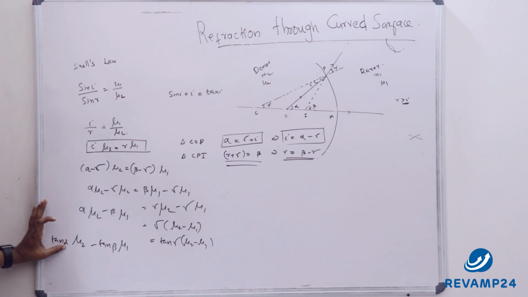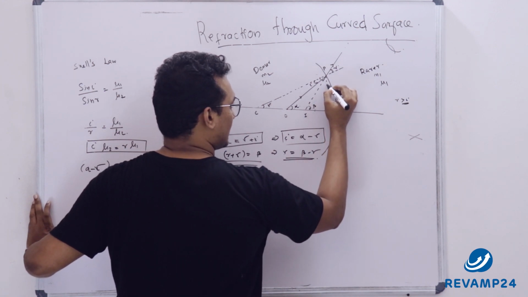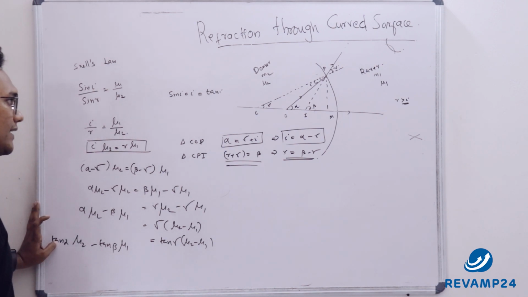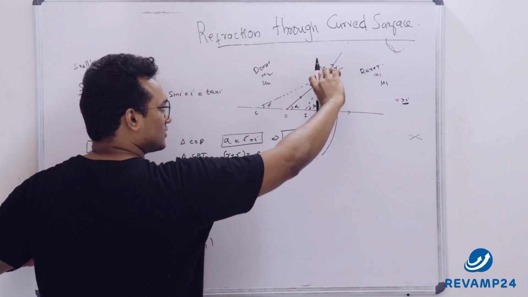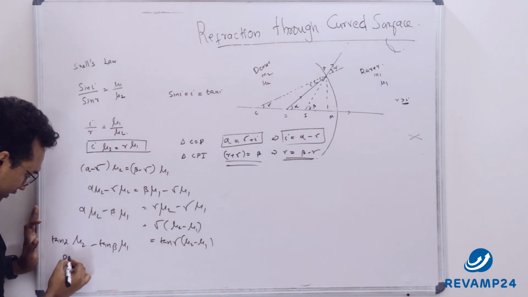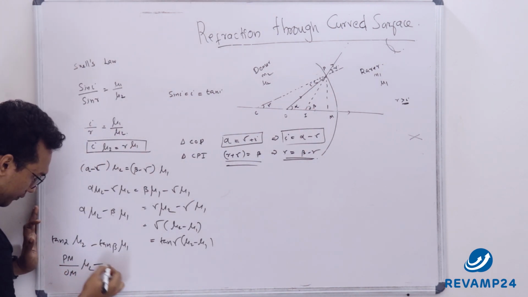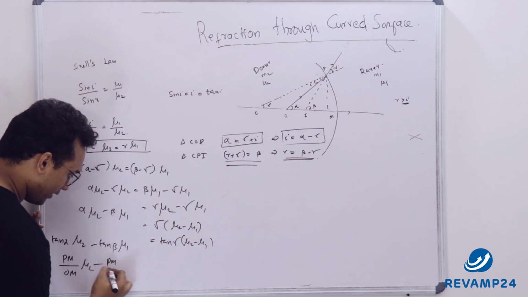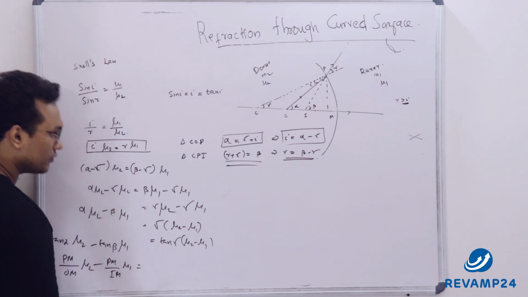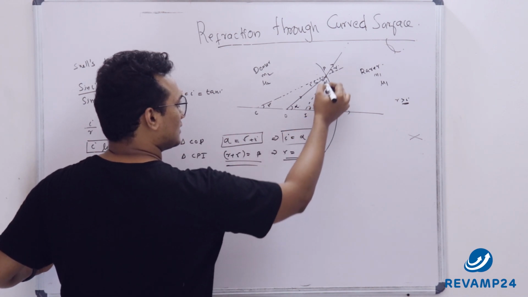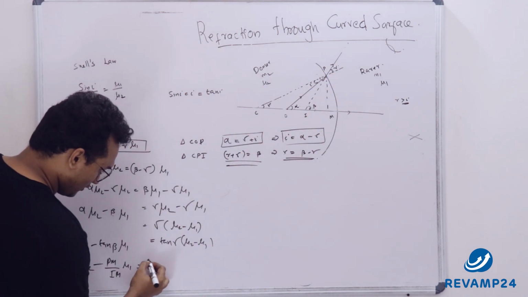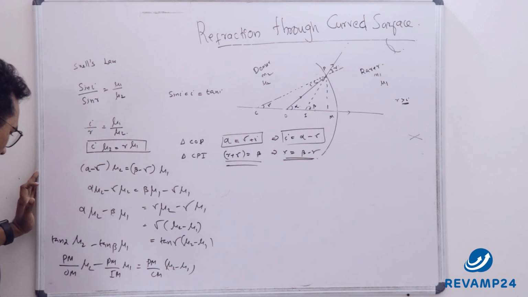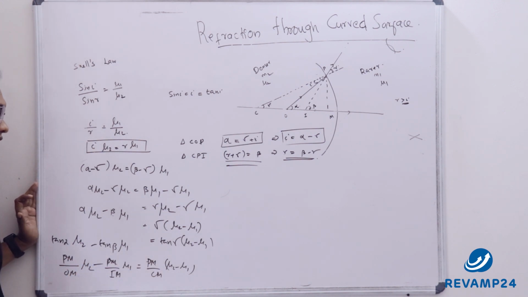Okay. Now what is tan alpha? Tan alpha from this triangle, take the whole triangle OMP. In that tan alpha is equal to opposite by adjacent. So PM divided by OM into mu 2 minus, what is tan beta? PM divided by IM. So PM divided by IM into mu 1 is equal to, what is tan gamma? Tan gamma is equal to PM divided by CM into mu 2 minus mu 1. Okay, all PM can be cancelled. These are common terms.